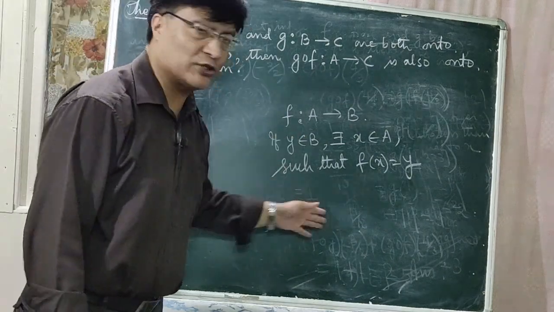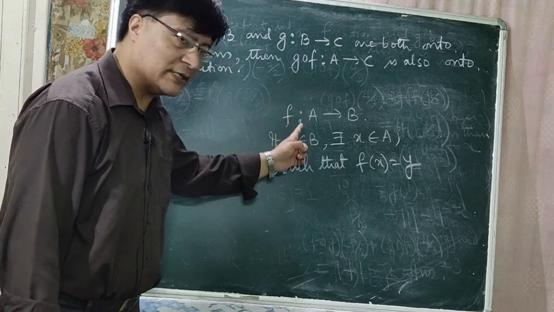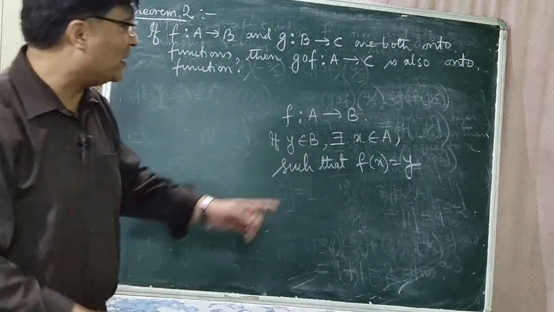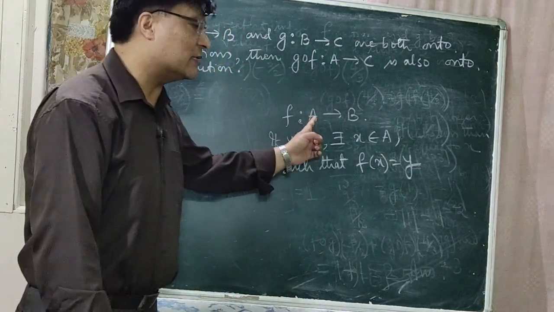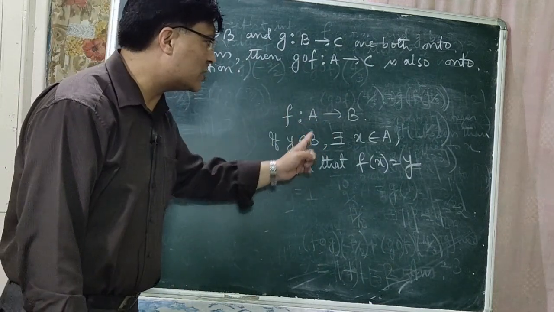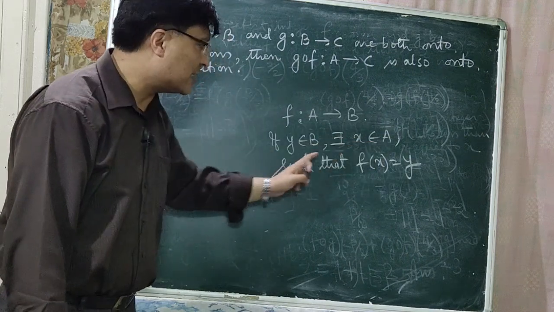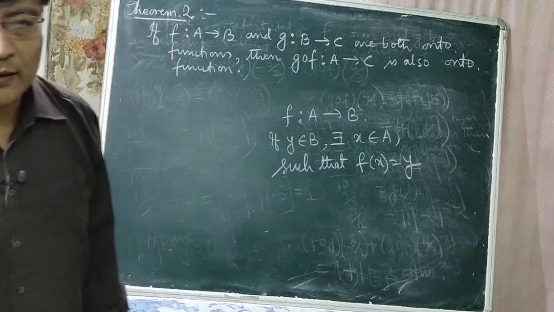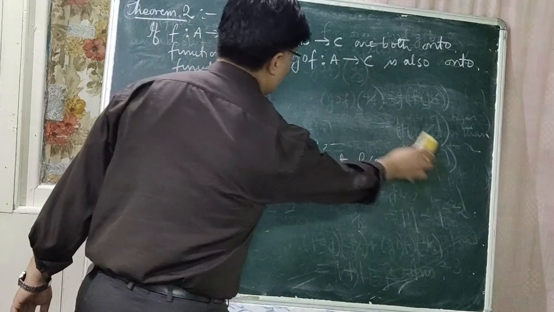So this is the definition of onto function. The function f such that A to B is said to be an onto function if each element in the set B has at least one preimage in the set A. That is, if y belongs to the set B, there exists x belongs to the set A such that f of x is equal to y. So I think you have understood it. Okay, so let us prove this theorem now.